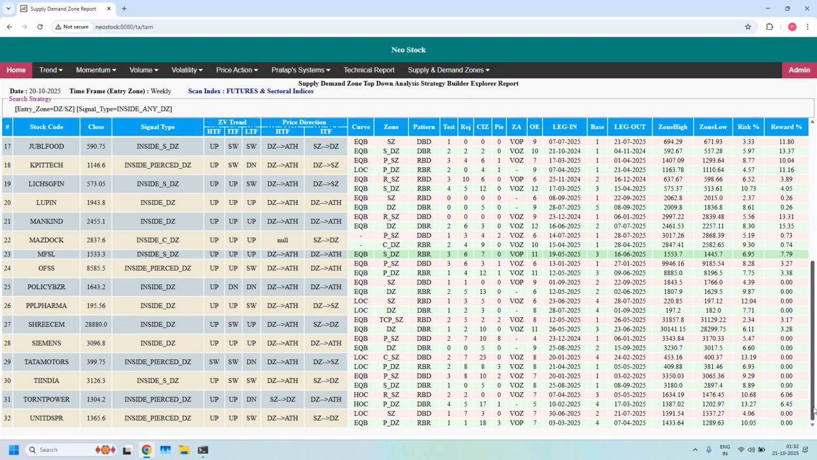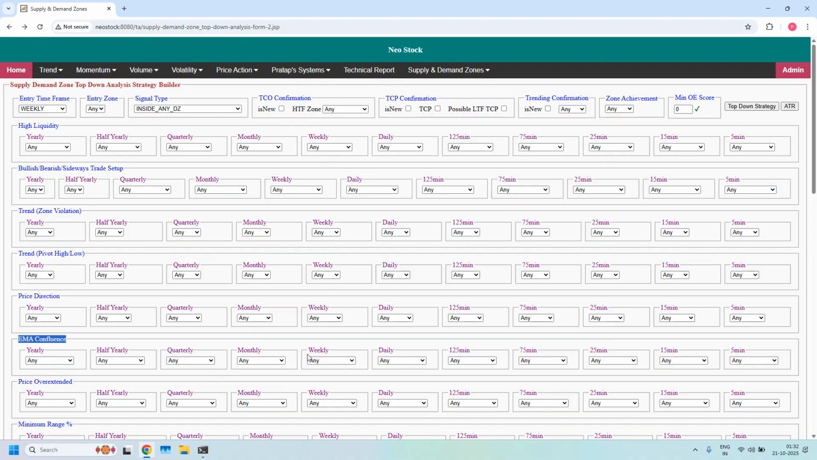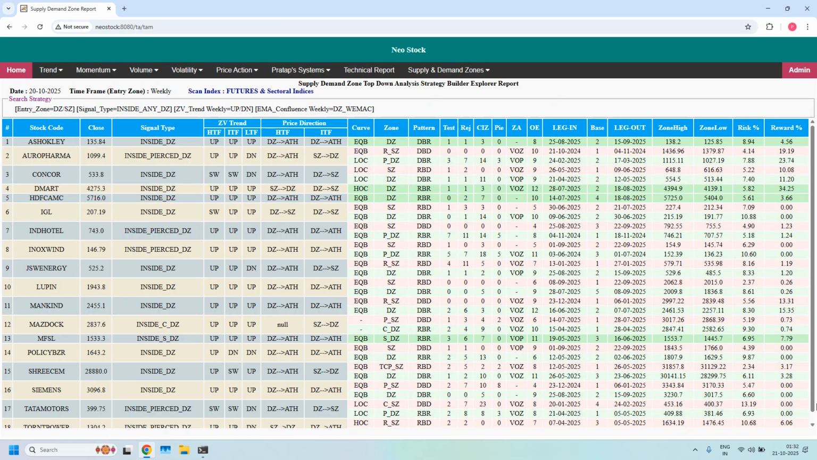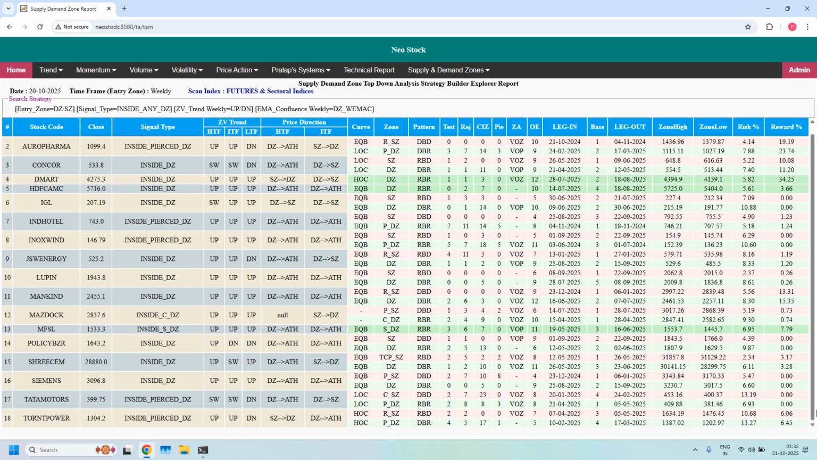Total 32 stocks are filtered. We can further filter this list based on the weekly demand zone having weekly EMA confluence. At the same time, the trend on the weekly should not be sideways. It can be up or down. First 17 stocks in the list. Scrolling the list down. Total 18 stocks.